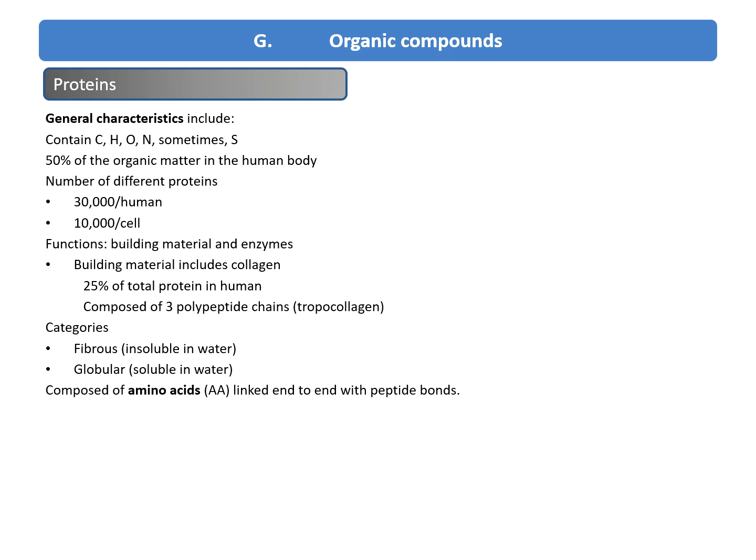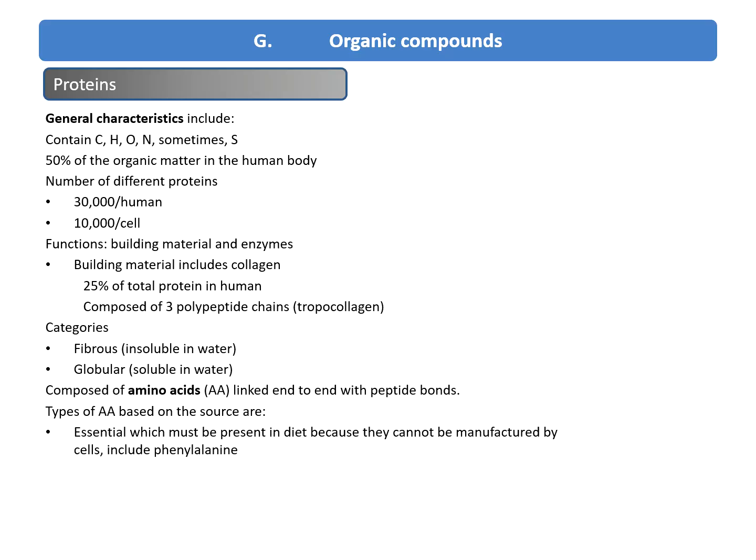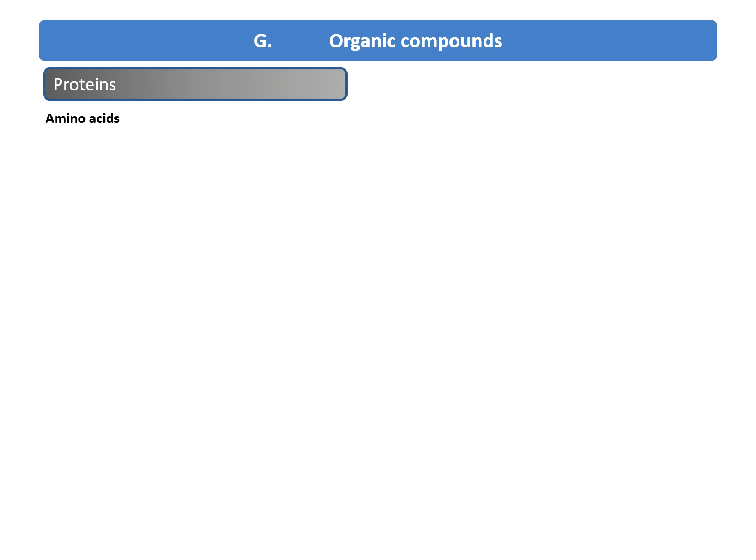Proteins are composed of amino acids linked end to end with bonds called peptide bonds. Types of amino acids based on the source are essential, which must be present in the diet because they can't be manufactured by cells. They include one called phenylalanine. Non-essential are those amino acids which don't have to be present in the diet because your tissues can manufacture them. It includes, for example, tyrosine.